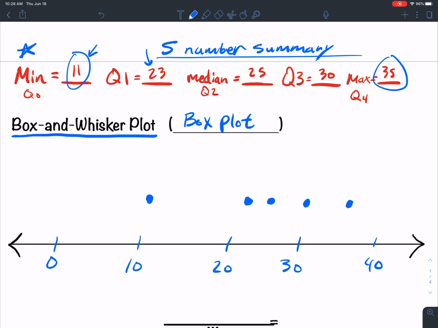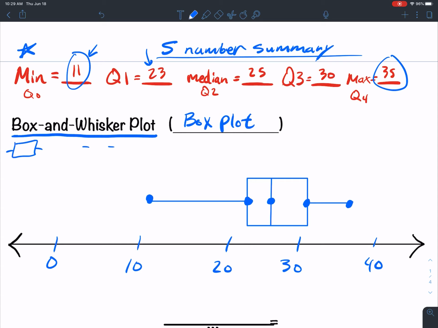Once I get my dots, now I'm going to make my box and then my whiskers. The whiskers grow out on the side of the box. So first I'm going to start with the inside box here. Okay, so I've got my box, right? And then I want to put a vertical line here to go through that median. Now that I have my box with my vertical line in the middle, I'm going to do my whiskers. So I have a whisker here, and I have a whisker here. And that's the box plot.